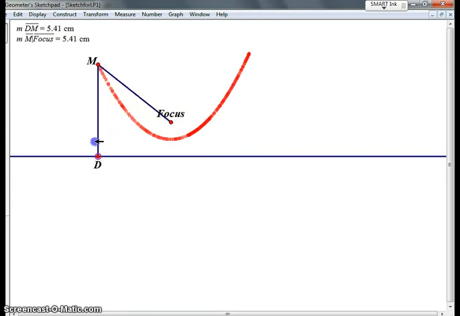So, if I were to take this and drag the point along the directrix, notice what happens. Okay, I get a parabola. And look, if you look up here, you can double check that the length from DM, from the directrix to the midpoint, and from the midpoint to the focus stay the same length no matter where I go.